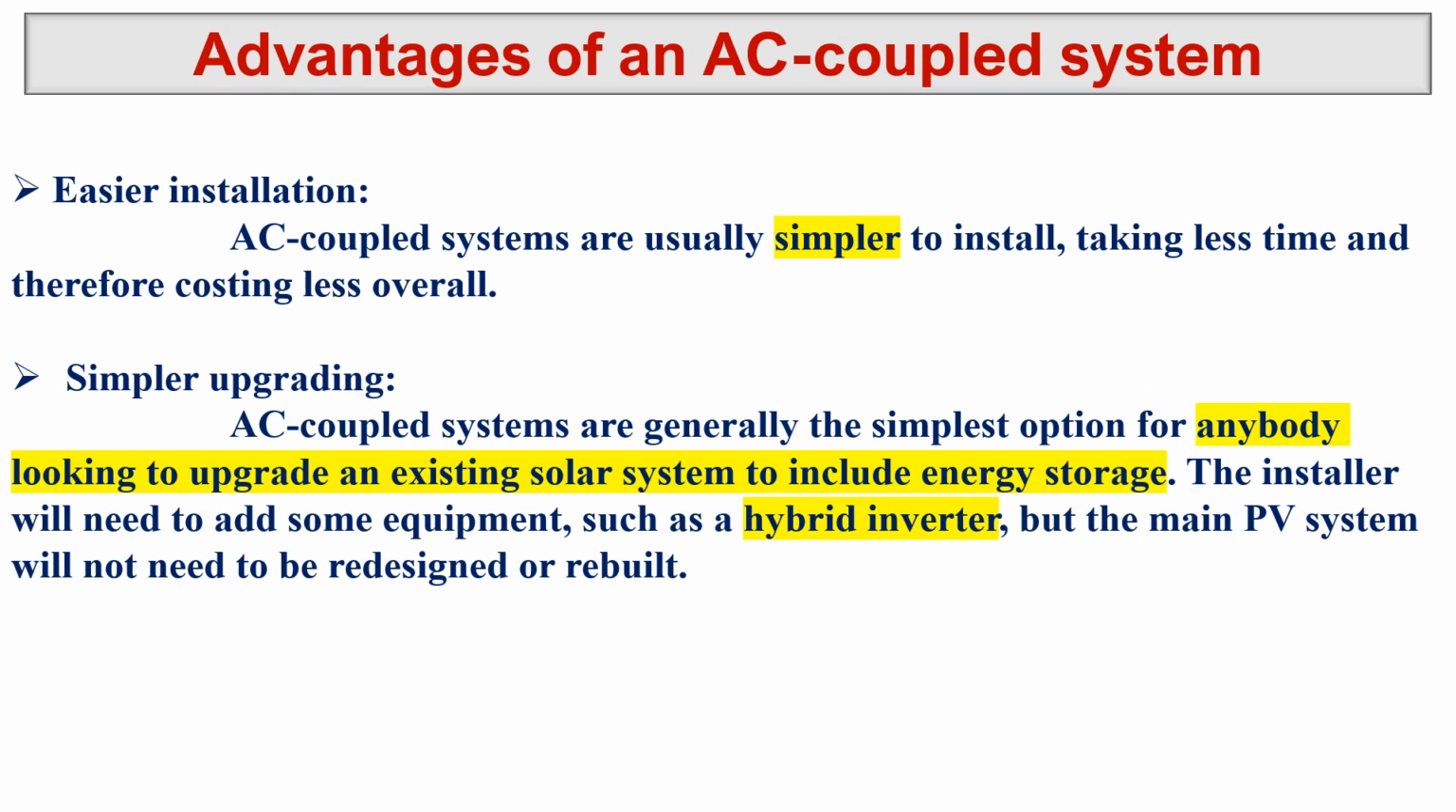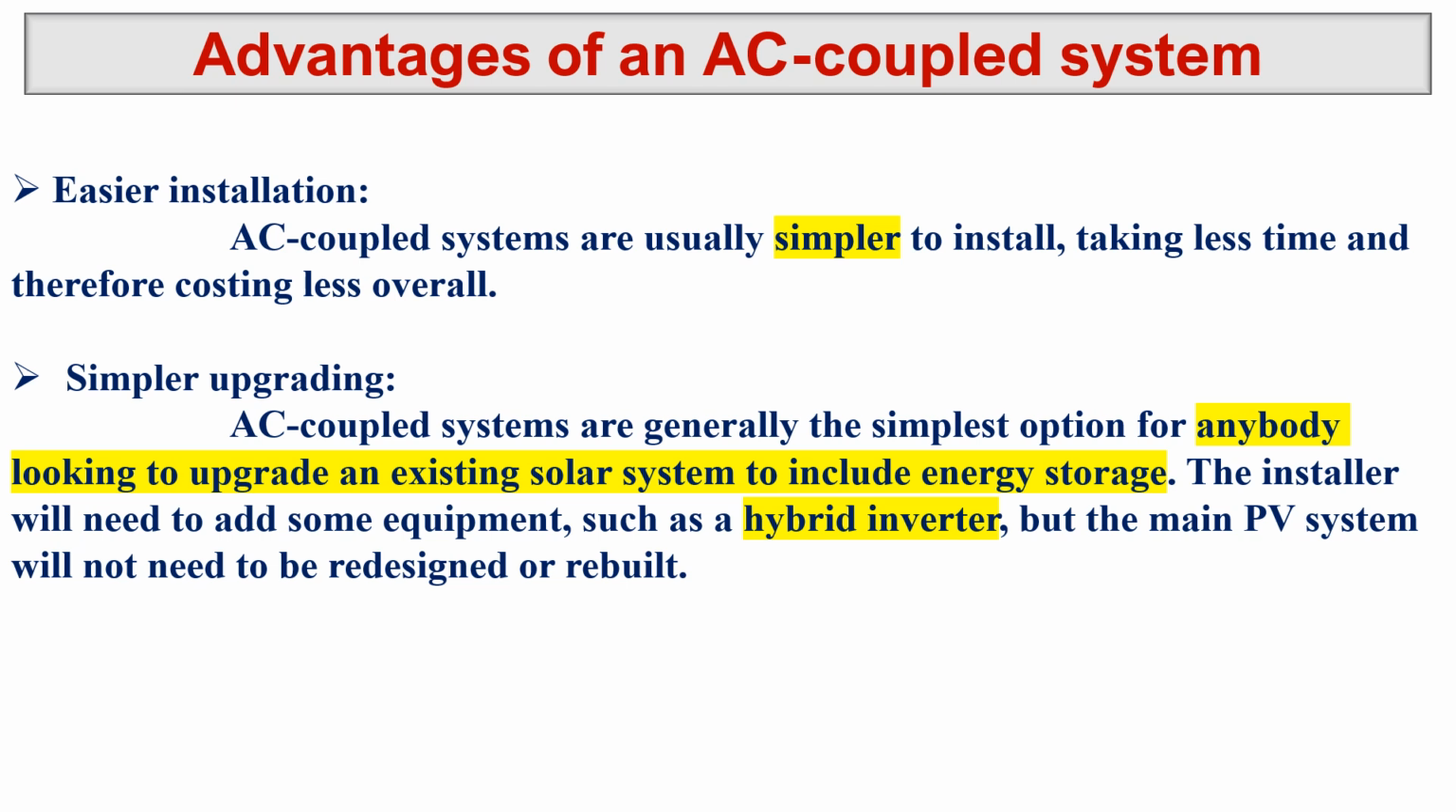So the advantage of the AC coupled system is that it's simple. Anybody looking to upgrade an existing solar PV system can include energy storage, because it's simple when you already have a grid connected solar PV system. You are running the house fine, everything is going on. Suddenly you experience a lot of power cuts in your country. The problem is your grid is going off and on many times. Then you get frustrated, you get angry. Now you are going to install a battery.